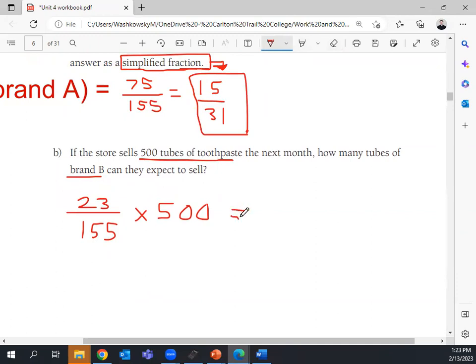So 23 over 155. I'm just going to make sure my answer matches up with yours there, Kim. I like where you're going here. So the technical answer here is you do the fraction times 500, but also how many tubes? So 74, right? It's technically 74.19. Can you sell 74.19 tubes? That's exactly right. You cannot. So you're going to round that. So that's technically just 74. You can expect to sell 74 tubes of brand B toothpaste.